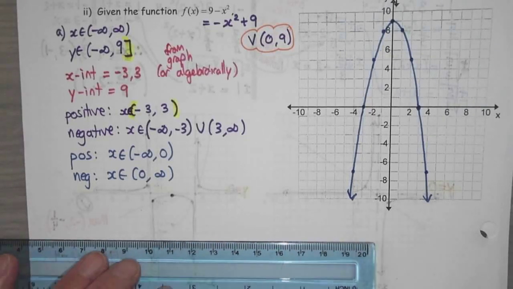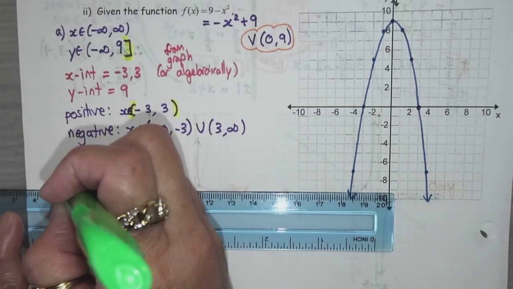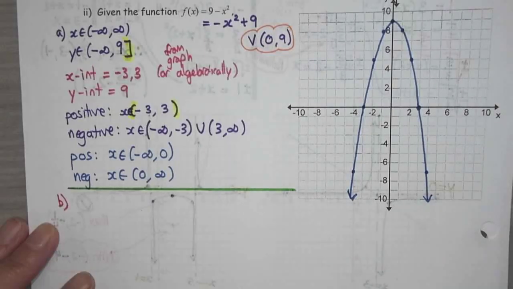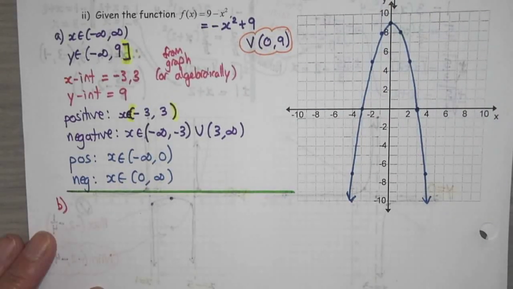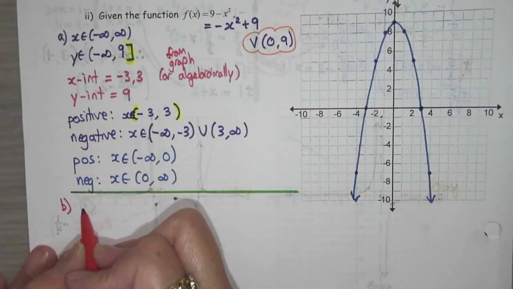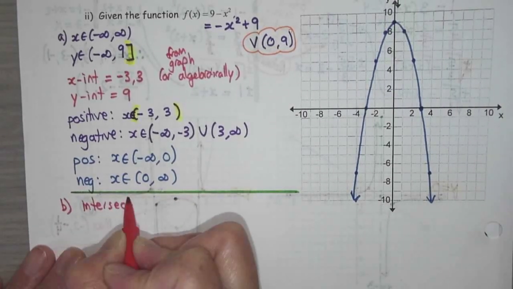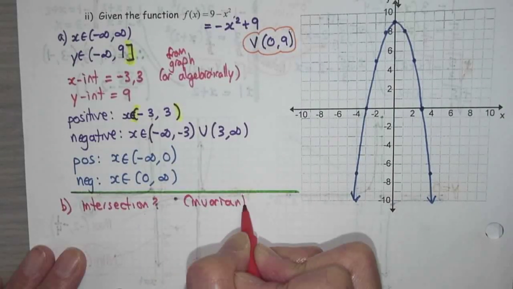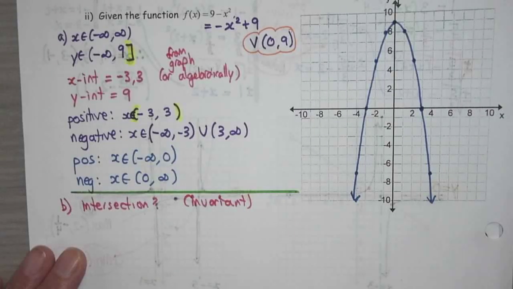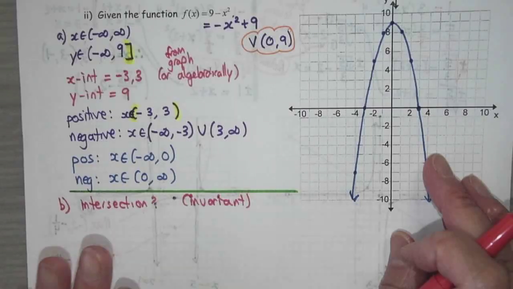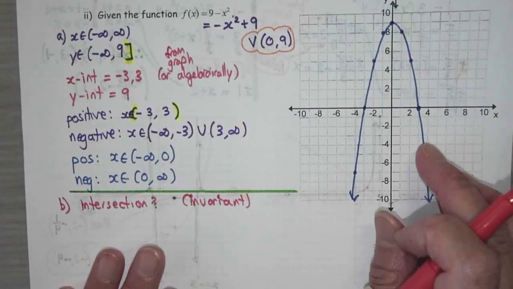Okay. I want to find the invariant points. So for B, what did they say? Intersection points. So remember, intersection is the same as invariant. Invariant and intersection, it's the same word. Invariant point is intersection. You can do it graphically or from algebra. Can I find it graphically?